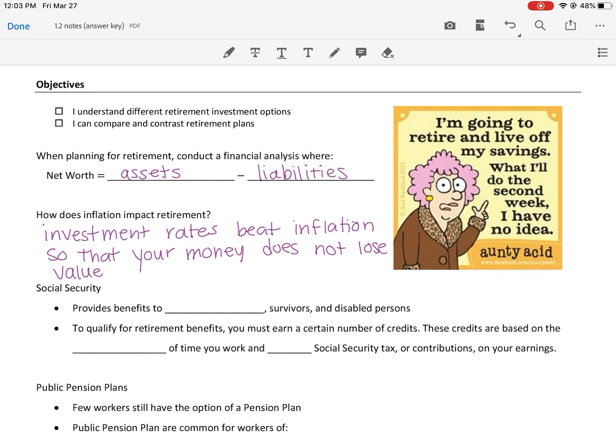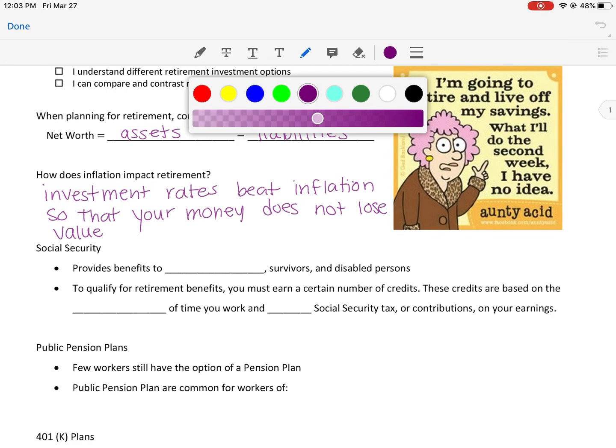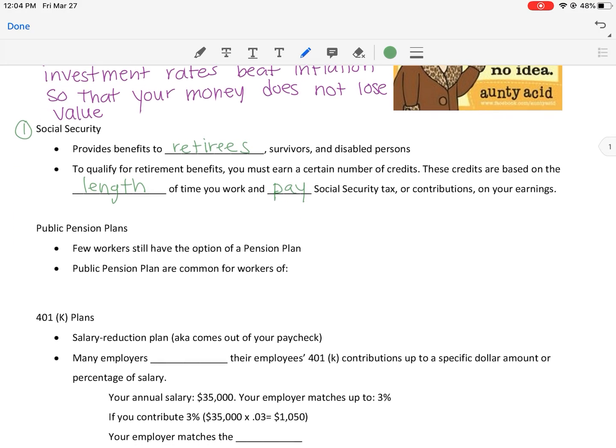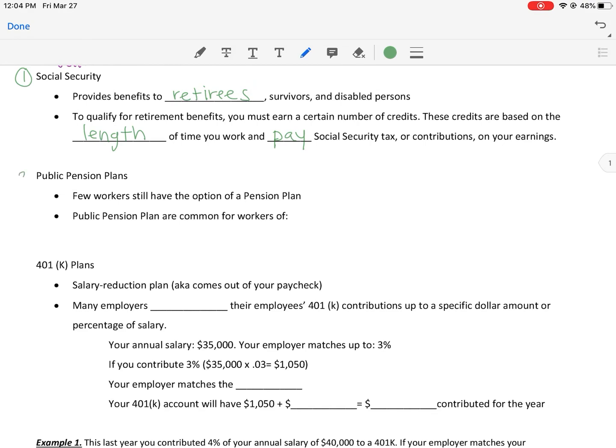Okay, so now let's take a look at the different types of retirement plans or retirement options you can have. The first one is Social Security, and we've actually talked about this in our taxes unit. Remember, that's the money that you pay out of your paycheck on a regular basis and provides for retirement. It provides benefits to retirees, survivors, or disabled persons. To qualify for retirement benefits, you must earn a certain number of credits. These credits are based on the length of time you work and pay Social Security tax or contributions on your earnings. So be aware that money doesn't just magically appear; you have been contributing to that fund throughout your employment.